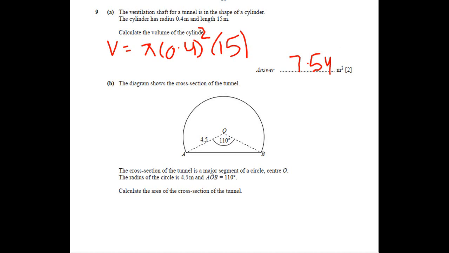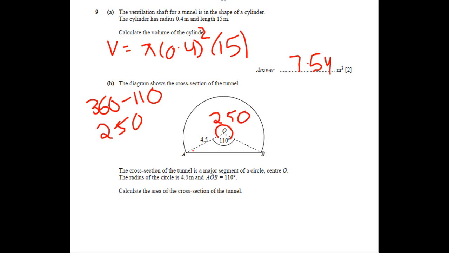Part B. The diagram shows a cross section of a tunnel. The cross section of the tunnel is a major segment of a circle with center O. The radius, which means this whole shape they've made, this is a major segment of a circle. Next, the radius is 4.5, angle AOB is 110. Calculate the area of the cross section. So this figure has two parts, this major segment plus this triangle. So for the area of the major segment, we need this angle first, 360 minus 110, which gives us 250 degrees. So this is 250.